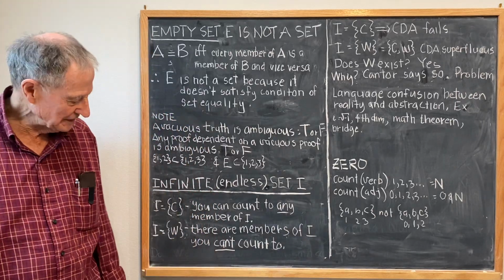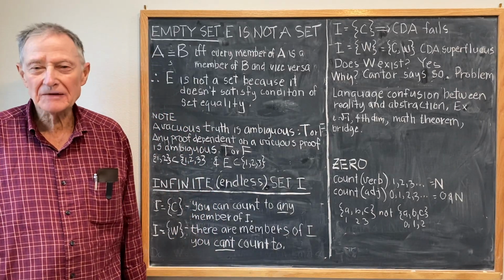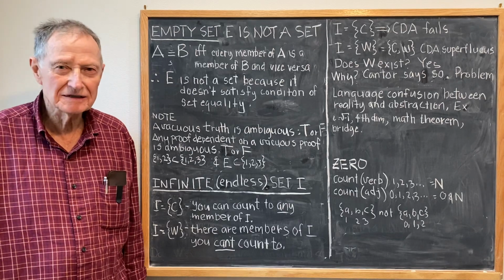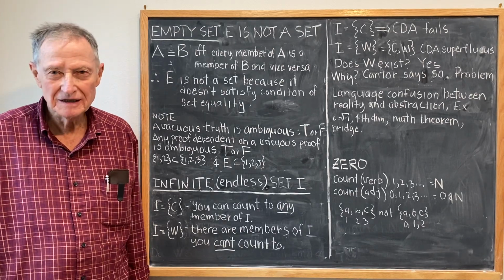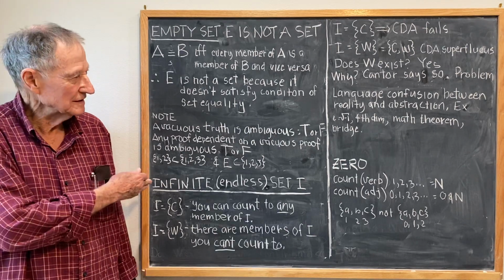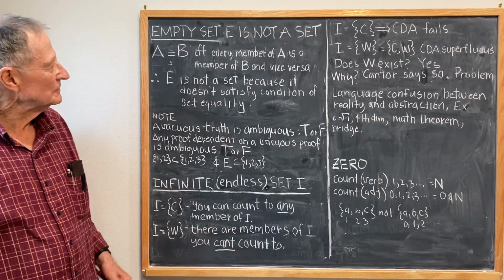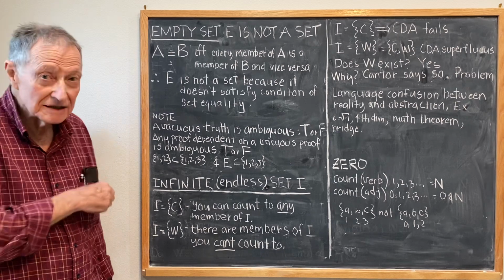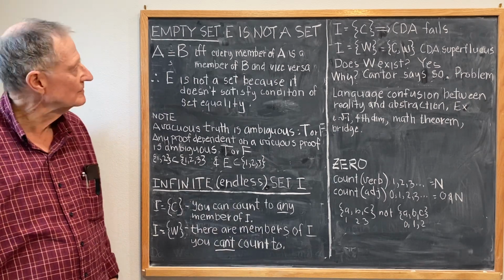I've decided to redo this video because I found some problems with it, so I deleted the old one, which I put up a couple of days ago, and I'm redoing it here. To begin with, empty set E is not a set.